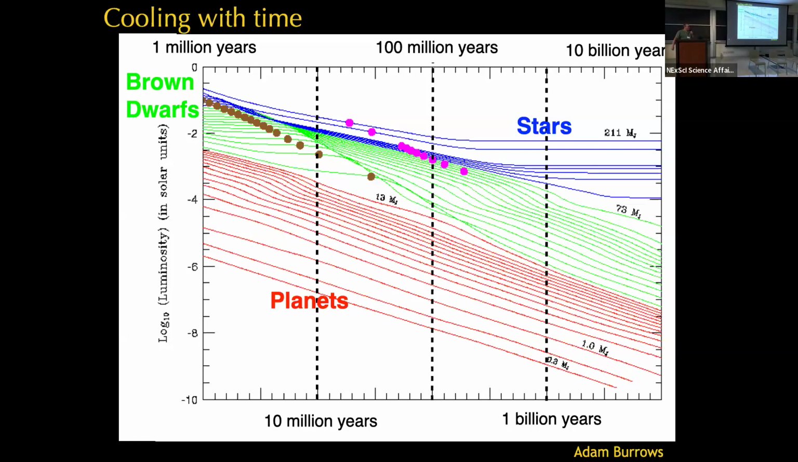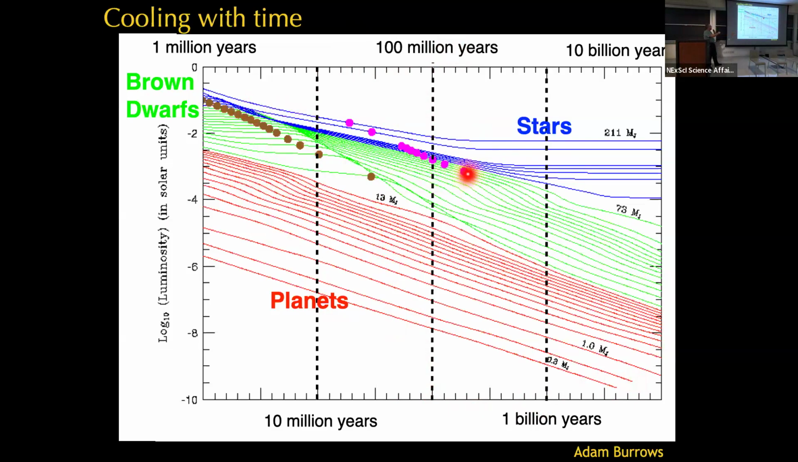Just to add a few numbers here, here are great evolutionary models from Adam Burrows, looking at stars in blue, brown dwarfs in green, planets in red as these objects cool over time. They all initially follow the same basic path. They start out cooling and contracting, cooling and contracting over their first few million years.